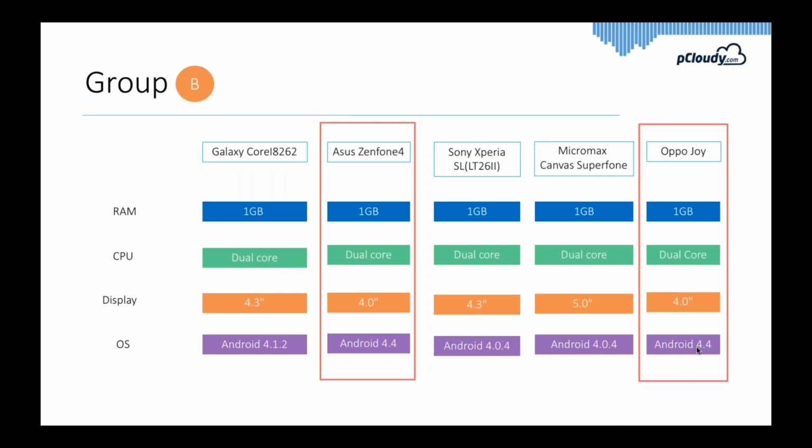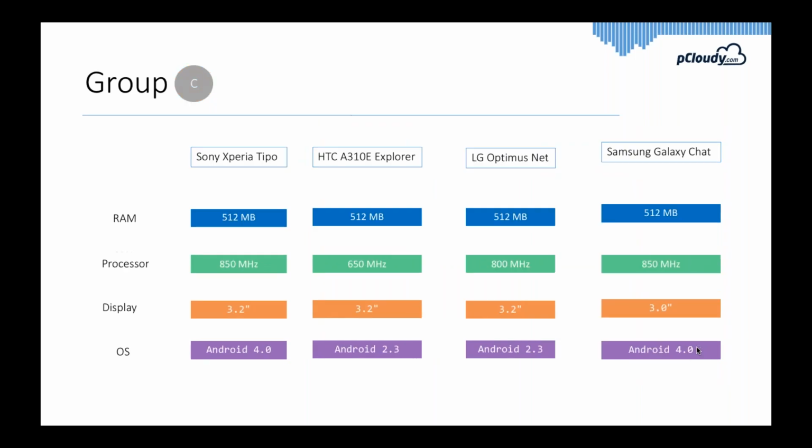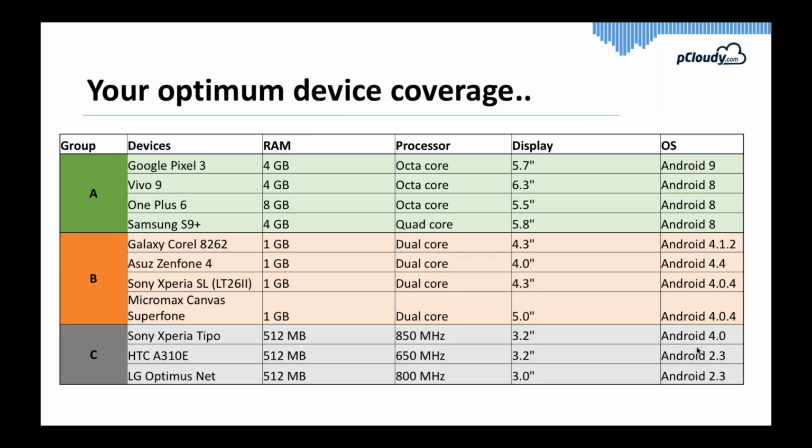So here also you can see Asus Zenfone 4 and Oppo Joy have the same configuration, and then one can be excluded. So the idea is that you are removing the devices which are similar in nature and trying to maximize the key parameters, and increase the diversity of the devices. And the same approach is for group C. And once you are done with this analysis across these 3 groups, you can combine your device list and come up with the final one, which can be your optimum device coverage.